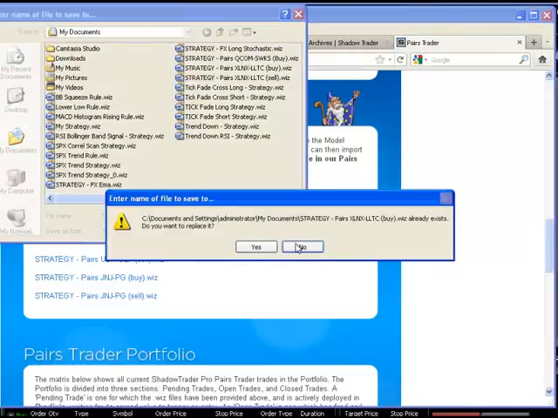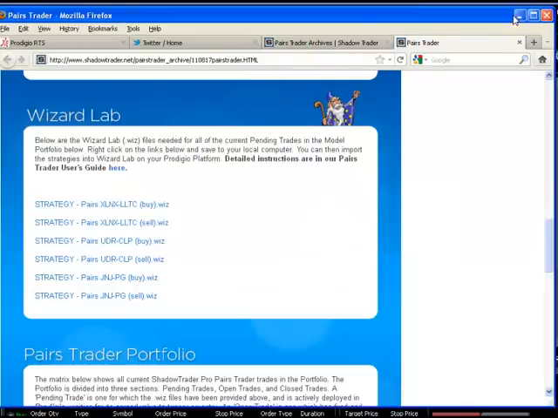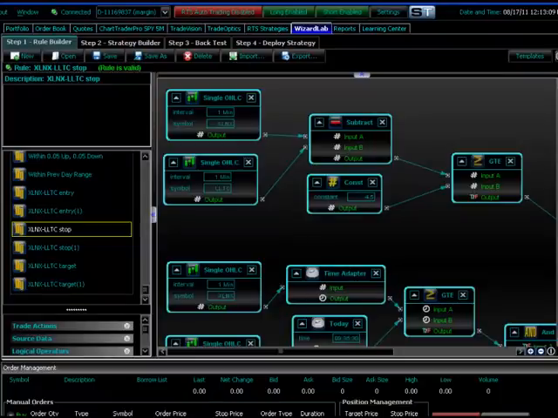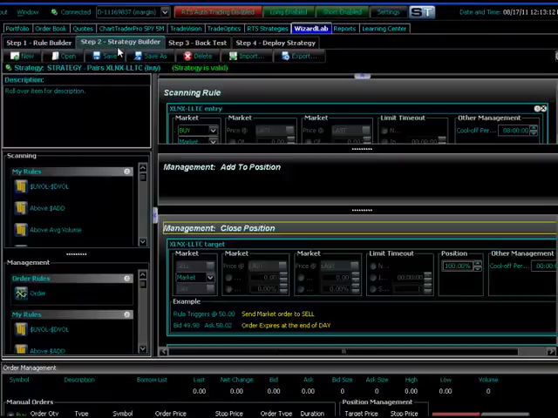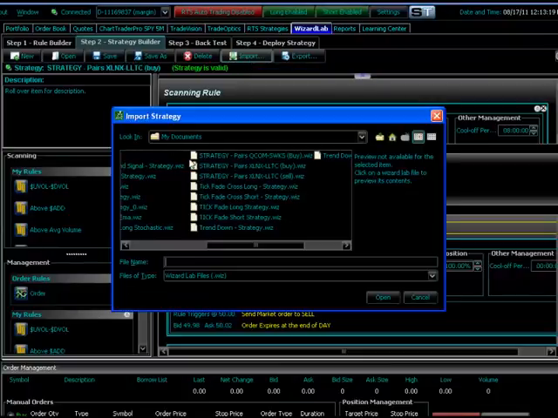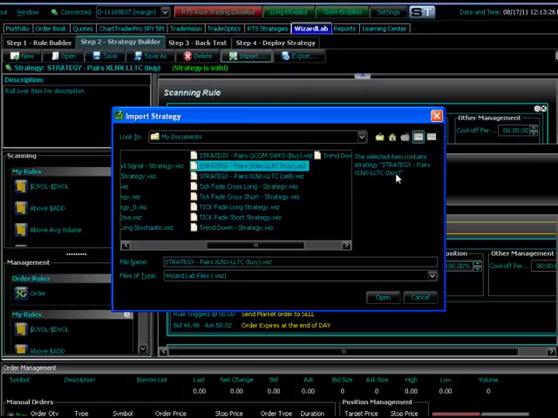And I already saved this strategy, so you save it locally, and then when it's on your computer, you launch Prodigio, go into Step 2, the Strategy Builder. There are import and export buttons, and what I want you to do is press the import button, and you get another dialog, just like when I had saved that file, and this is how I can import that strategy into the system. They always prefix their strategies with strategy pairs, so these will sort themselves next to each other alphabetically. Very nice for you. You can import these strategies.